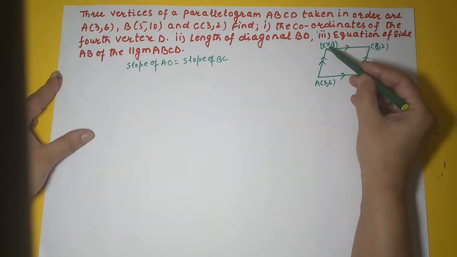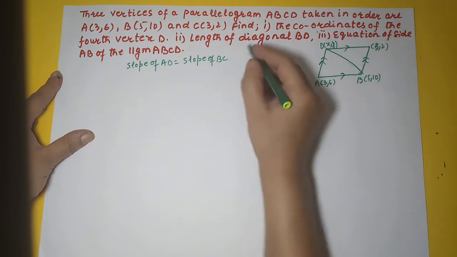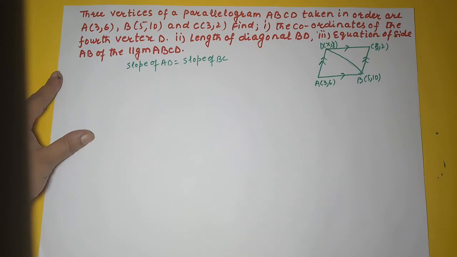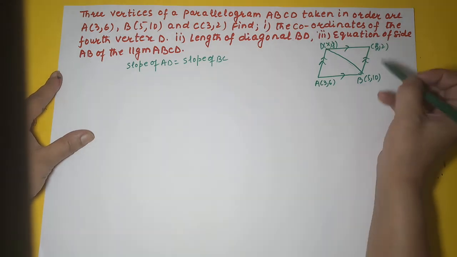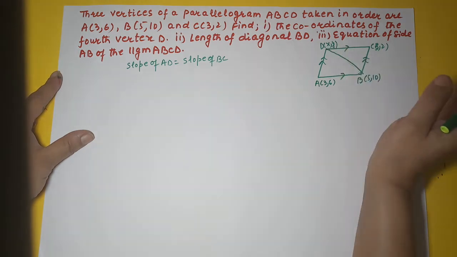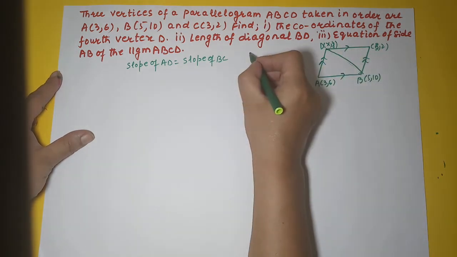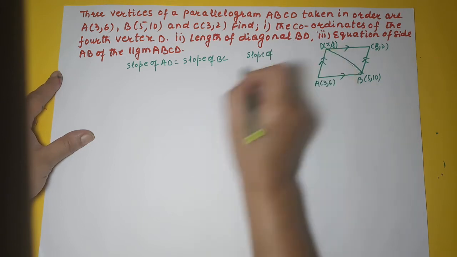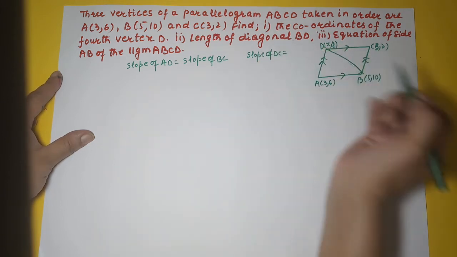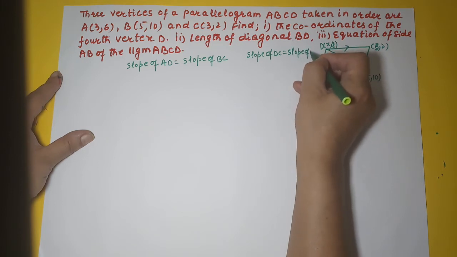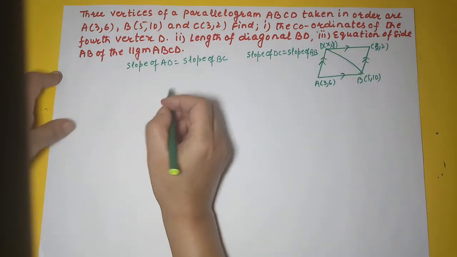So what we will get here is one equation in X and Y. Similarly, after that we will find the slope of DC is equal to the slope of AB. We'll get another equation from that, and then we will solve these simultaneously to find the value of X and Y. So let's make the equations out of this.